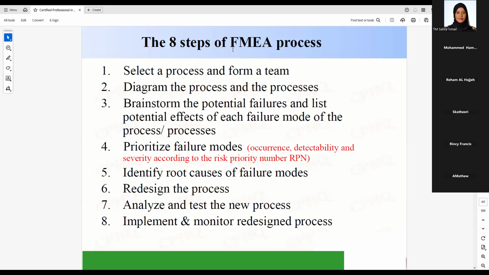Okay. In the FMEA, you will select a process and you form a team. So why did they start with selecting the process before you form your team? Can anyone tell me? To identify the best people to be part of the team.